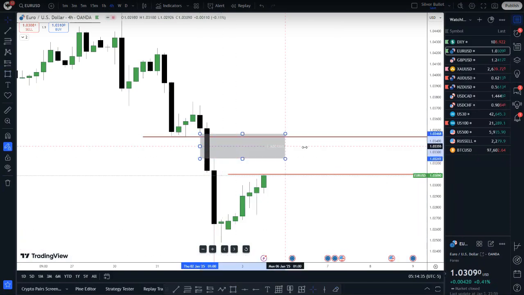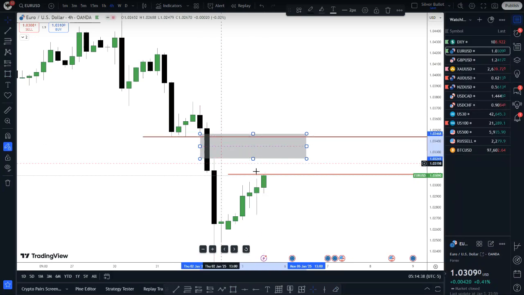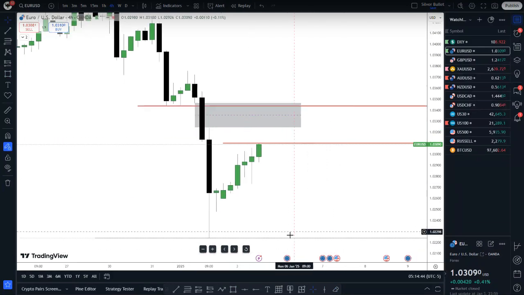Confluences within the daily. However, I'm going to be sticking to what? To the daily fair value gap. Maybe Monday, Tuesday, high of the week, then lower to the downside to our draw on liquidity. Bearish this week.